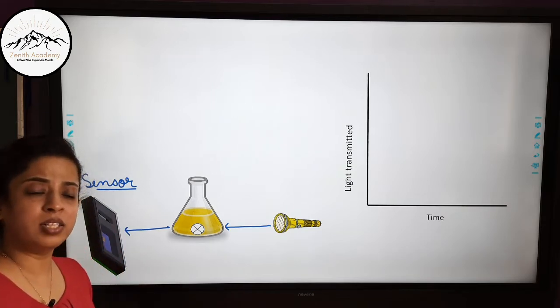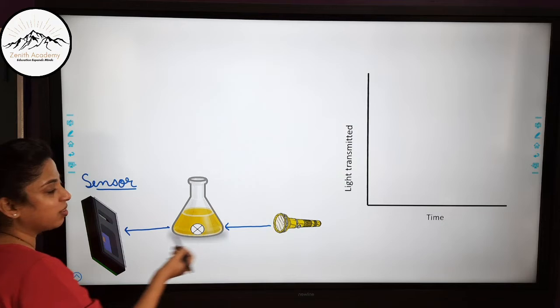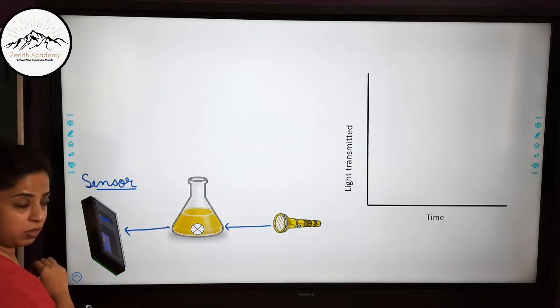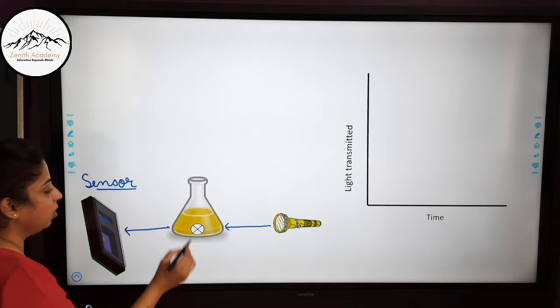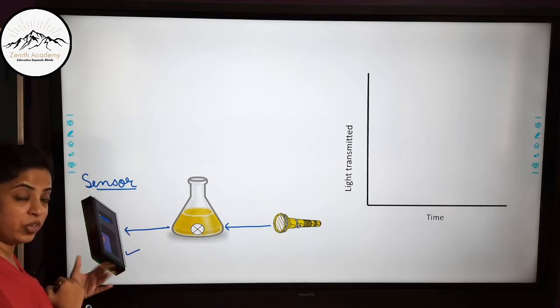Nowadays in many mobiles also, light sensing devices are there. So by using this simple arrangement you can take down the readings here and note down, at different time intervals, what was the light intensity that was reaching here.